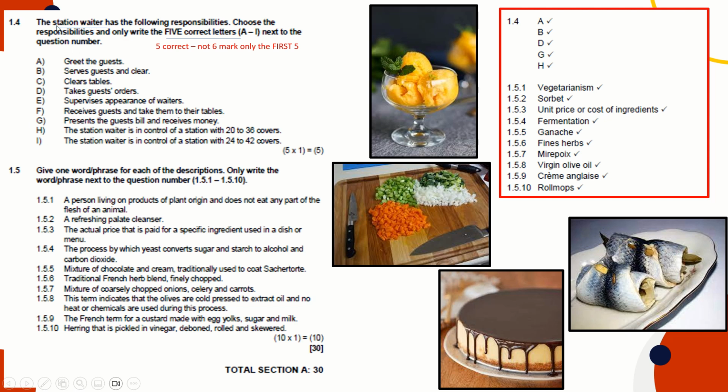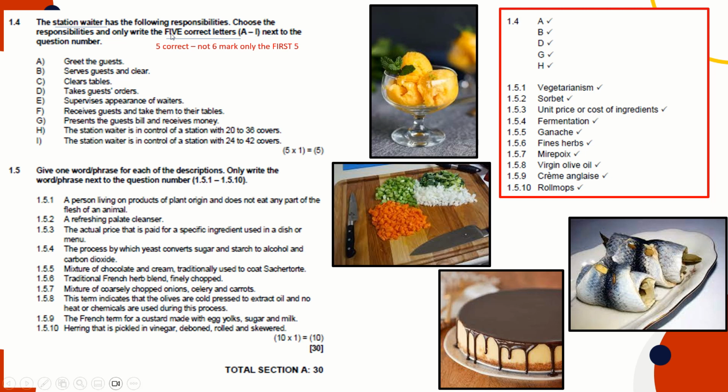1.4, here you need to read that the station waiter has the following responsibilities. Choose the responsibilities and write the 5 correct letters, A to I, next to the question. Now you need to take note, they've only asked for 5 correct letters. So the markers are only going to mark the first 5 letters. If you've been writing 6 and the 6th one is correct, it's not going to be marked. So ensure that your first 5 letters are the correct ones.